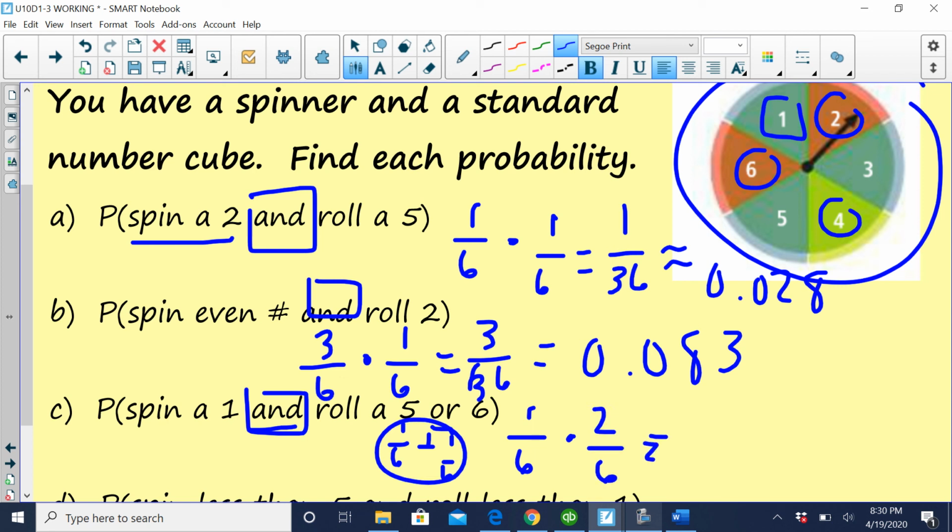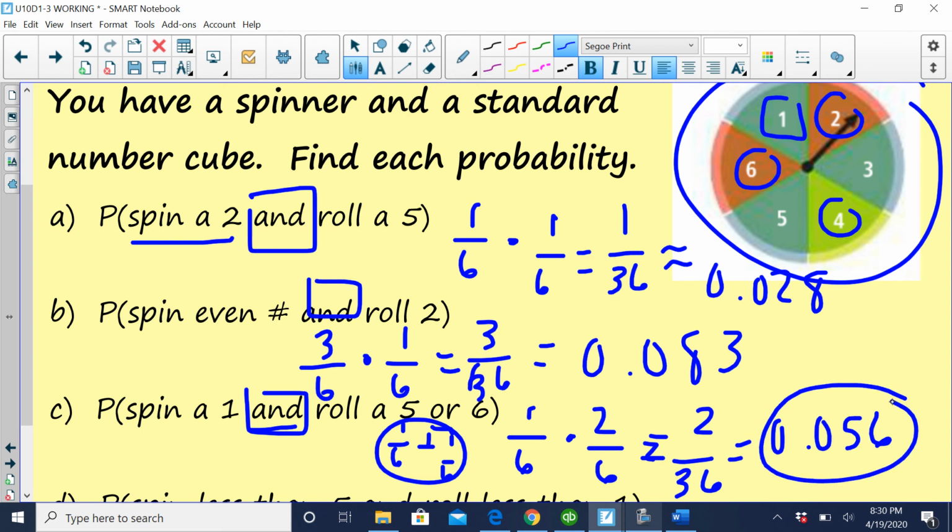Okay, when I multiply straight across, 1 times 2 gives me 2, 6 times 6 gives me 36, and if I go 2 out of 36, I end up with 0.0, it comes out 55555, so 0.0556 is what I'm going to round it to.